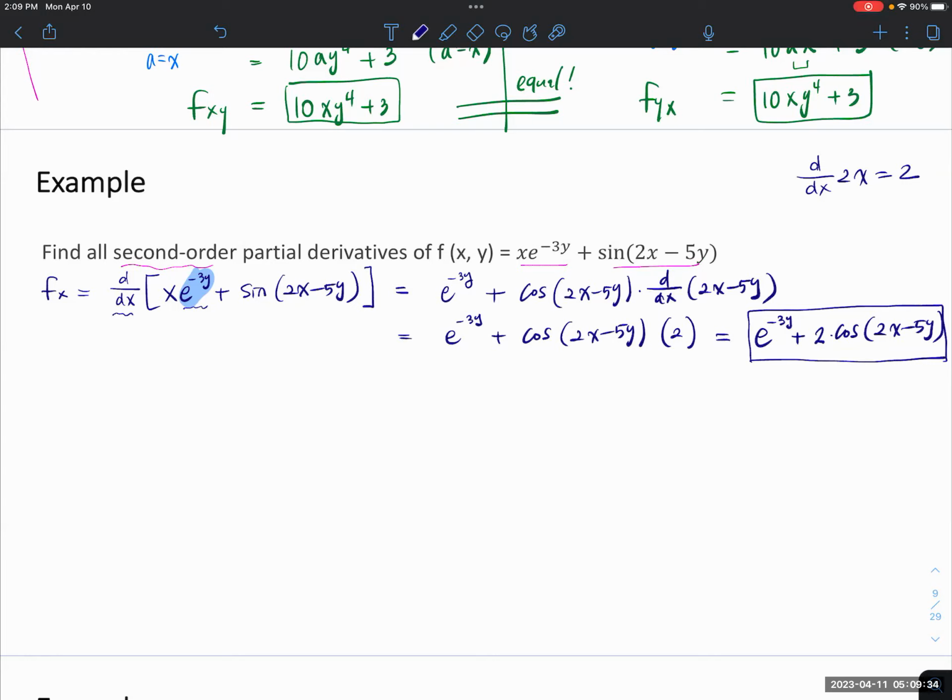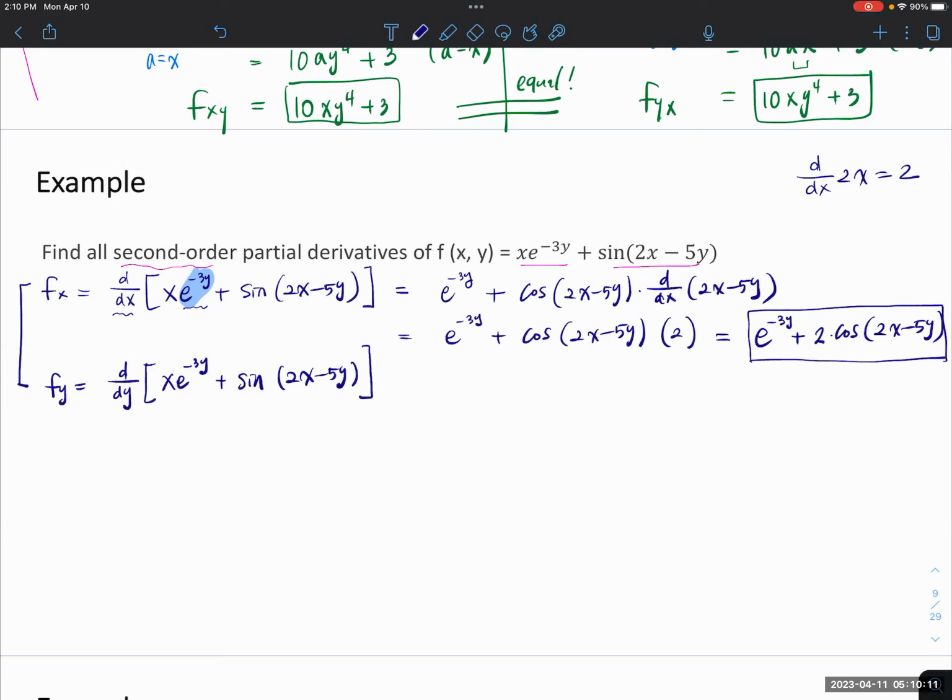Okay, let's do fy. So d, or you could do faster than me. I'm just doing all the work. So x e to the negative 3y plus sine 2x minus 5y. There we go. All right, so we are going to take the partial derivative with respect to y. So what are you guys going to do? Now, x is the constant, isn't it? So x is the constant.